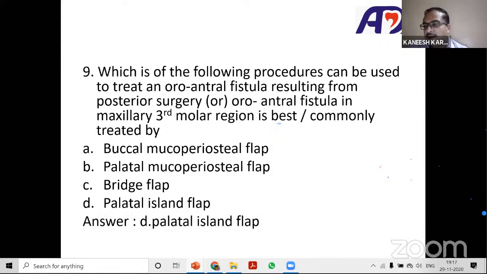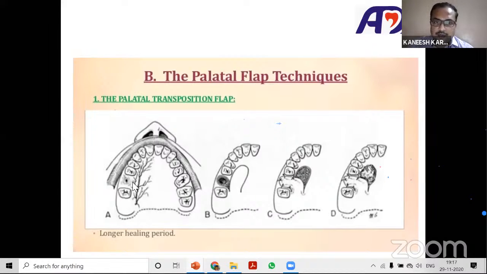The answer is palatal island flap, or Ashley's flap. Okay, palatal island flap based on the greater palatine artery. So you put an incision on the palate like this, and you raise the mucoperiosteal flap and you leave a pedicle attached to the greater palatine artery.